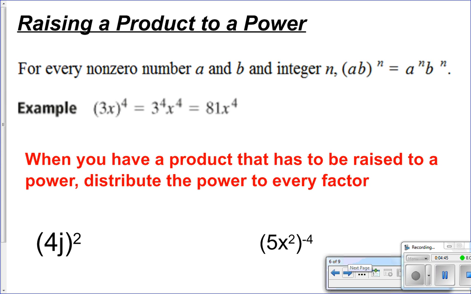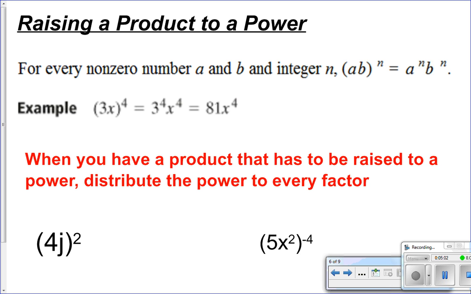And then raising a product to a power. So it says for every non-zero number a and b, and an integer n, if I have (ab) raised to the nth power, I basically am distributing that exponent to both of the terms inside the parentheses.